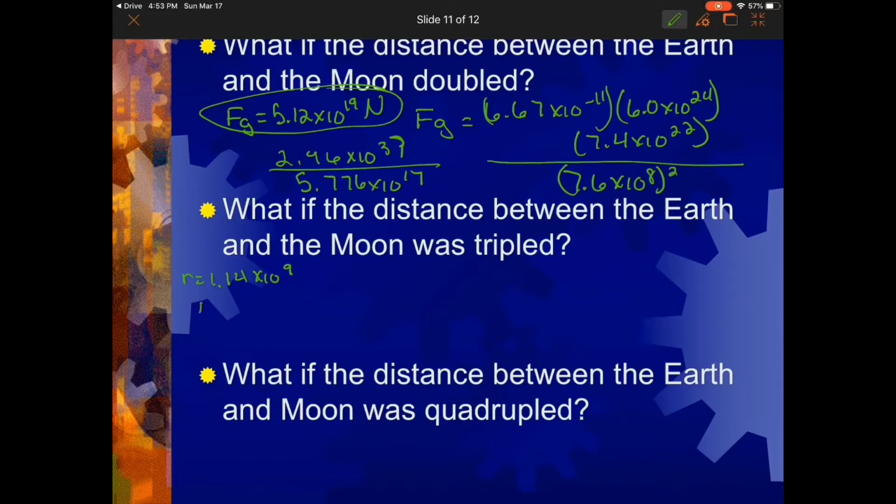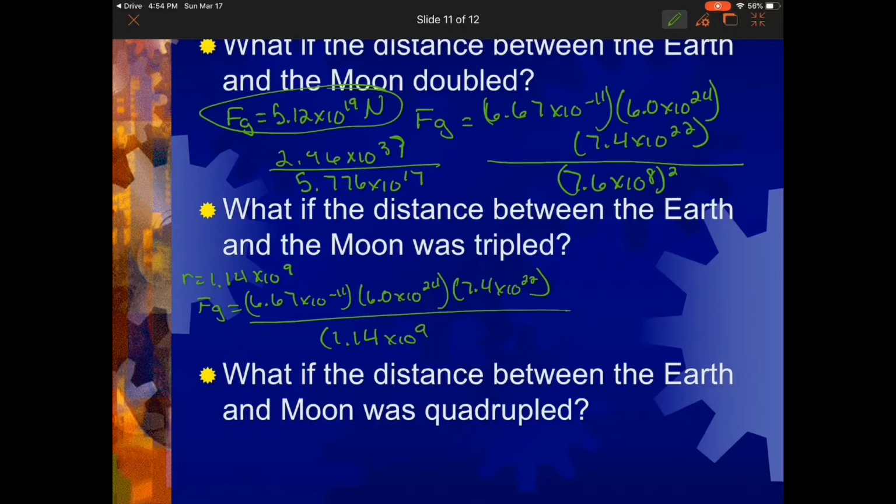So again, put it in the equation just like normal. 6.67 times 10 to the negative 11th. 6.0 times 10 to the 24th. 7.4 times 10 to the 22nd. Over, now using our distance we've calculated here, 1.14 times 10 to the 9th and squared.